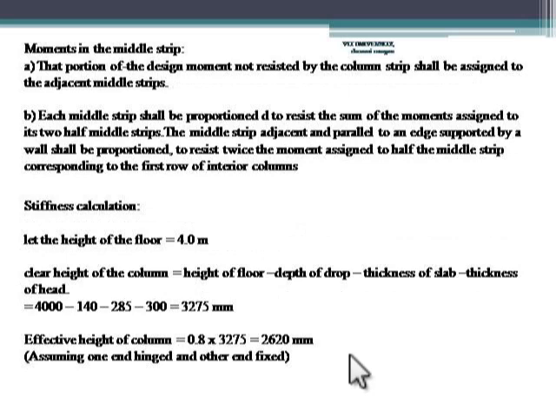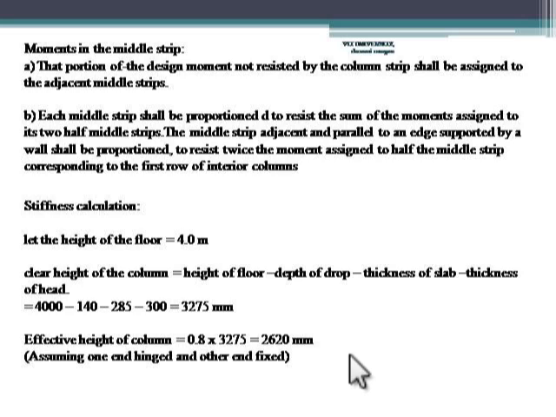For middle strip, the portion of the design moment not resisted by the column strip shall be assigned to the adjacent middle strip, and each middle strip shall be proportioned to resist the sum of the moments assigned to its two half strips, and the middle strip adjacent and parallel to the edge supported by a wall shall be proportioned to resist twice the moment assigned to the half middle strip corresponding to the first row.